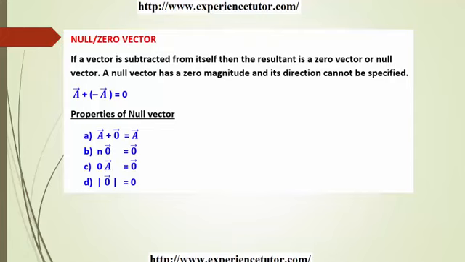Null or zero vector. If a vector is subtracted from itself, then the resultant is a zero vector or null vector. A null vector has a zero magnitude and its direction cannot be specified. Therefore, A plus minus A is equal to 0. Properties of null vector. A plus 0 is equal to A. N multiplied by 0 is equal to 0. 0 multiplied by A is equal to 0. And modulus of 0 is equal to 0.